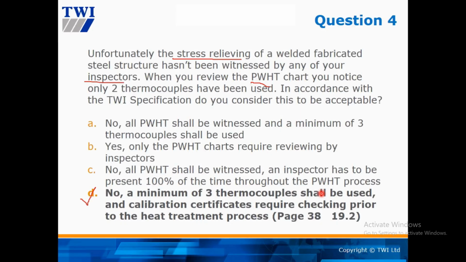Yeah, right. If we check and everything's okay, then there's no need to be there all the time. So I think D is the best answer. It follows the statement in the specification.